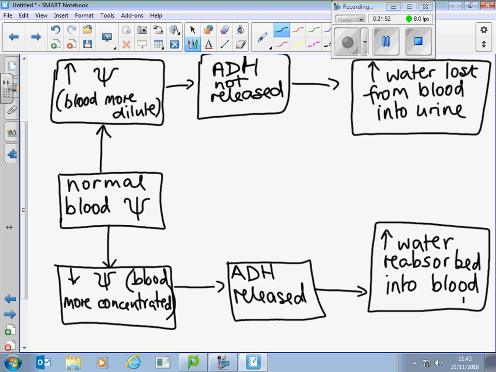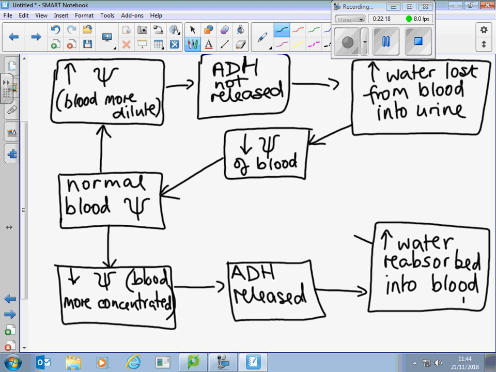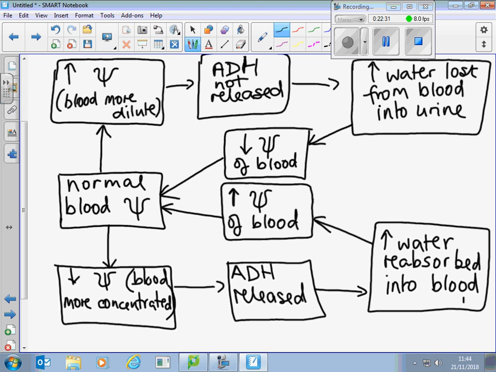So both of these will... well, what will this do? We're losing water here. Let's get this the right way round. We've got a lower water potential of blood as a result. Blood's getting a bit more concentrated this way and it takes us back to normal. And this one, I always find this really hard to do. We get the increased water potential of the blood as a result of hanging on to more water. It makes it more dilute, so the water potential rises, and again we're back to normal.